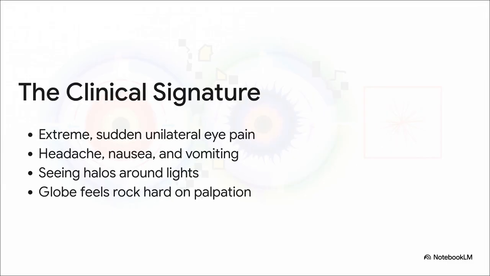Clinically, this is a massive emergency. Your patient is going to present with agonizing unilateral eye pain, headache, and severe nausea. They'll also frequently describe seeing halos around lights. And if you physically palpate the eye, the globe itself is going to feel rock hard, just due to all that trapped fluid. It's a highly distinct, unforgettable clinical signature.